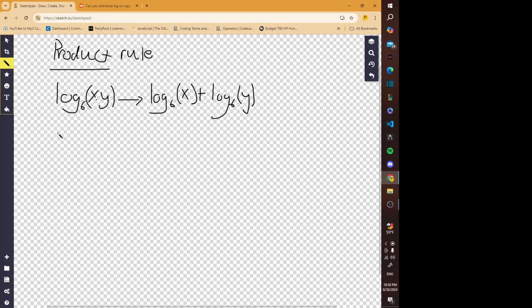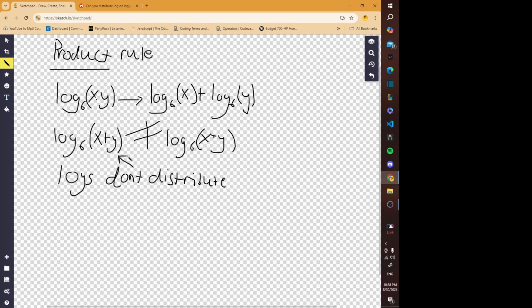It is also very important to note that when it comes to addition, so if you have log base 6 of x plus y, the logs do not distribute in this case, okay? So log base 6 of x plus y does not equal this. That is algebraically incorrect, okay? So you're going to have to just keep it as log base 6 of x plus y, okay? So that's something important to remember.